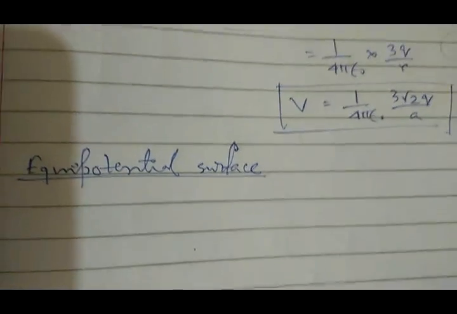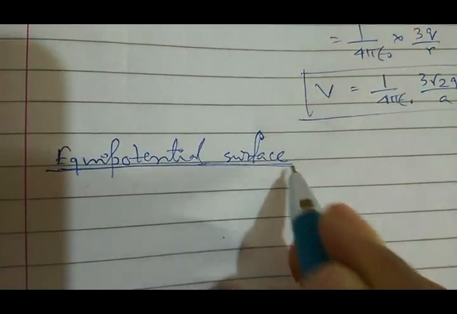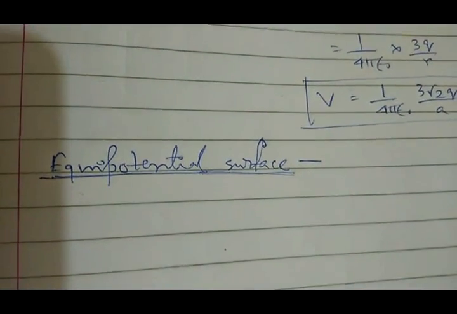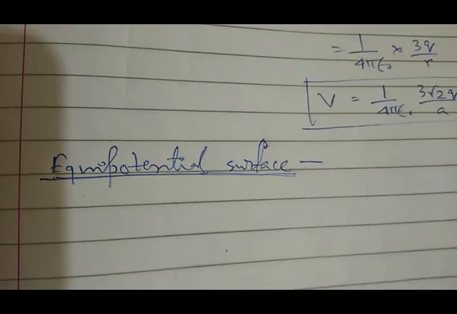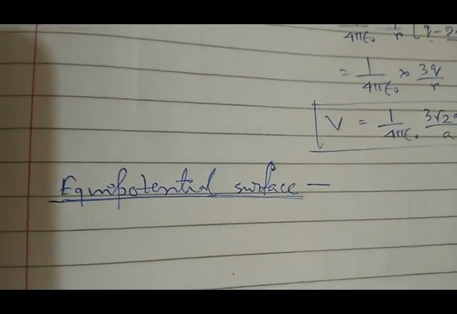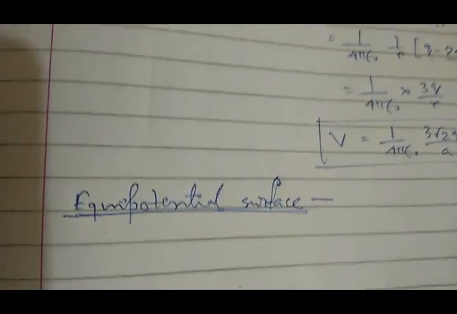Now let us discuss equipotential surface. From the word equipotential surface, you can easily say that it is a surface on which the potential remains the same. Now we have to draw equipotential surfaces for different types of systems.